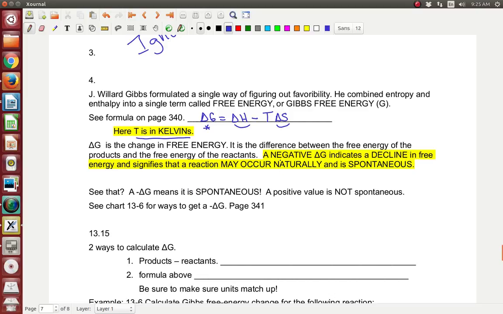And we're looking for a negative value. A negative delta G indicates a decline in free energy, and it signifies something that may occur naturally or spontaneously. So we're trying to figure out, would the reaction be spontaneous? And is it going to be spontaneous at certain temperatures? Right here, that's going to have a lot to do with it. And then the values of the entropy and the enthalpy change, the heat change. Okay? A negative delta H is a spontaneous reaction.